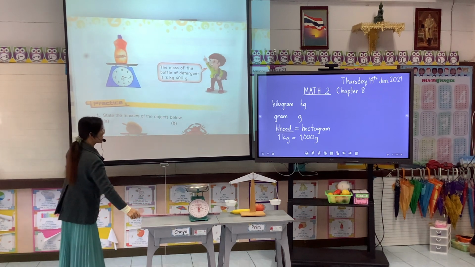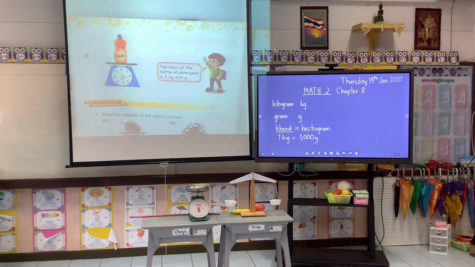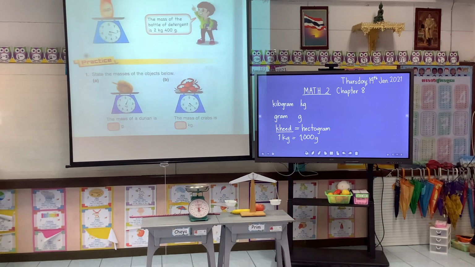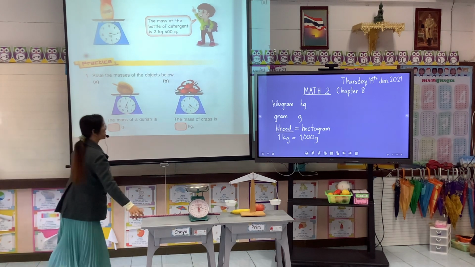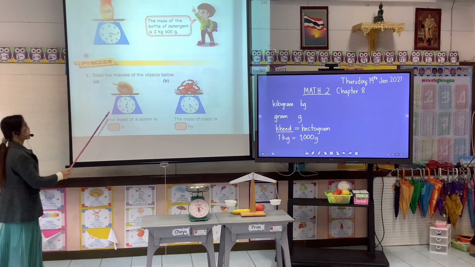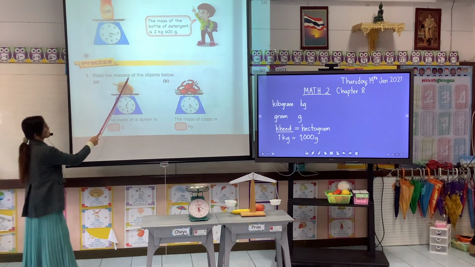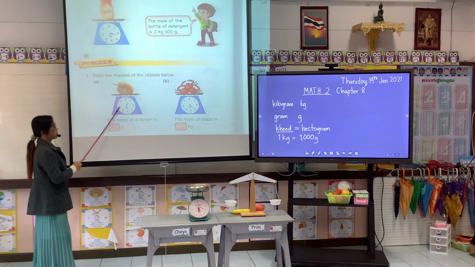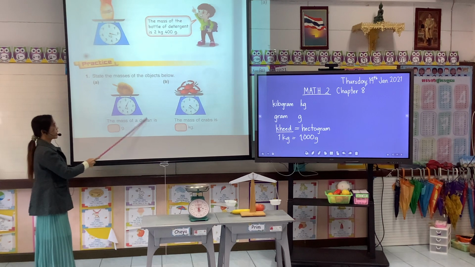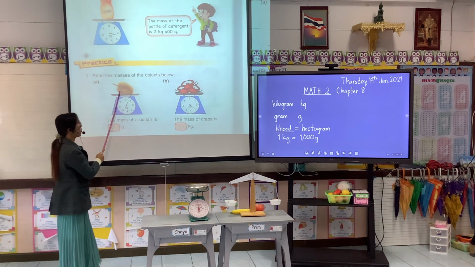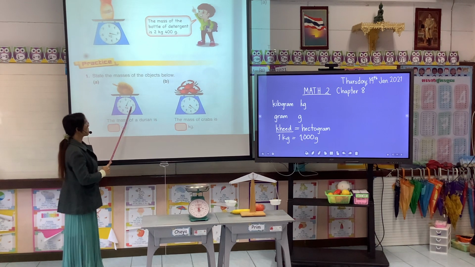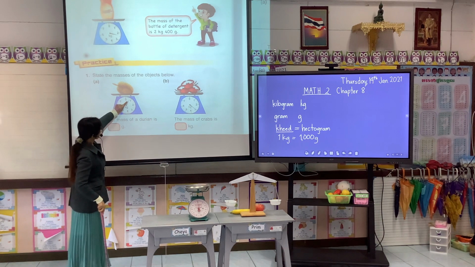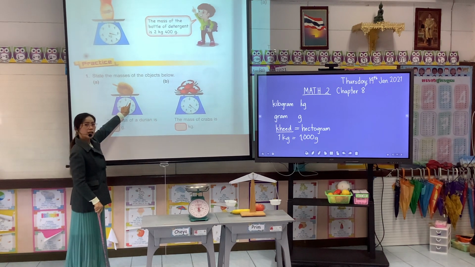So let's see our practice. Let's measure how heavy the following objects are. State the masses of the objects below. Object A. What is this? Durian. How heavy is the durian? Now, focus on the pointer. The pointer points at less than 1 kilogram.